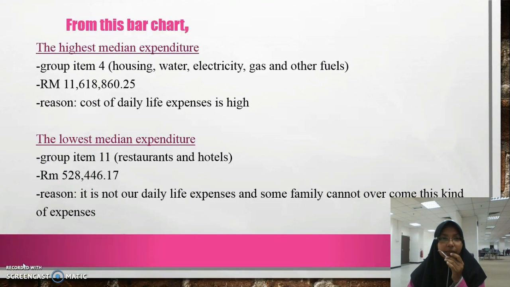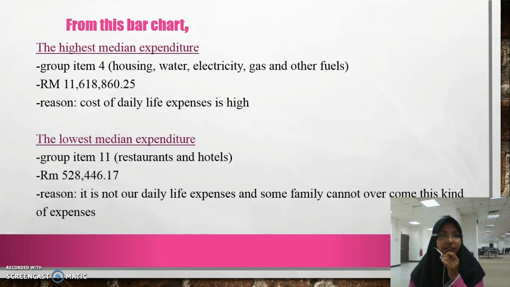From this bar chart, we can identify the highest median expenditure is from group item 4, which is housing, water, electricity, gas, and other fuels, at about 11 million and 600. The reason for this median expenditure is that the cost of daily life expenses is high. The lowest median expenditure is group item 11, which includes restaurants and hotels, at about RM 528,000. The reason is that it is not our daily life expense and some families cannot afford this kind of expenses.